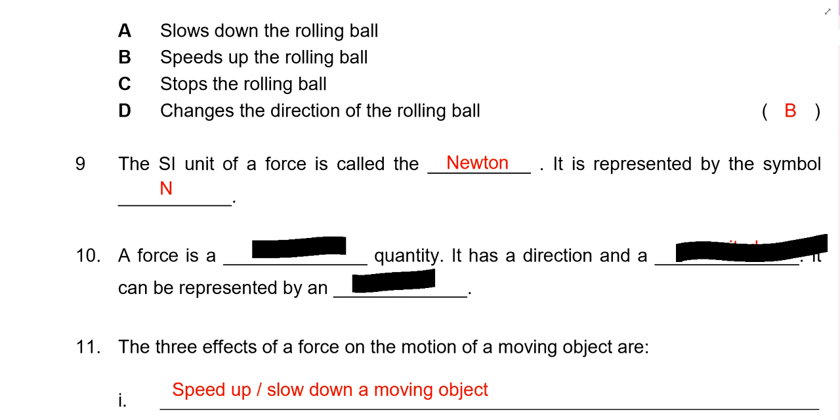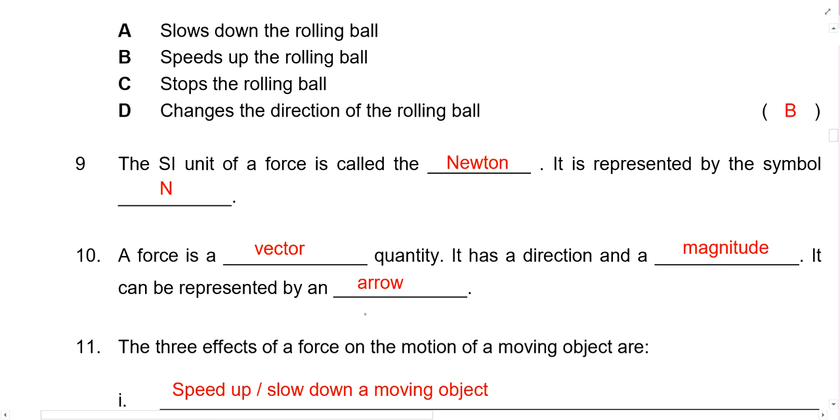Next, the 3 effects of a force on the motion of a moving object. Yeah, a force is a vector quantity. I wrote it on the board just now. It has a direction and a magnitude. It can be represented by an arrow. So the longer the arrow is, the greater the magnitude. Yes? No question? Okay, next one.